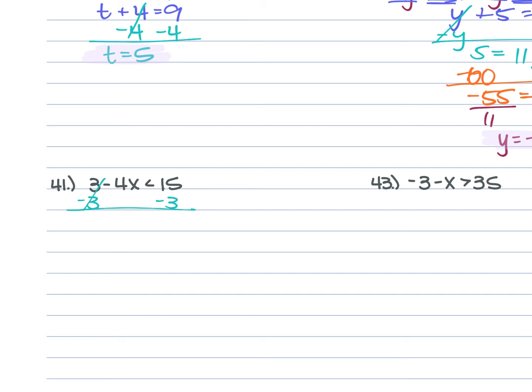15 minus 3 is 12. So negative 4x is less than 12. What now? Subtract or divide by negative 4. Divide by negative 4, and switch the sign. So x is greater than or equal to negative 3.